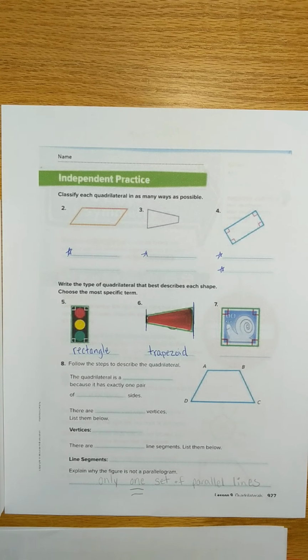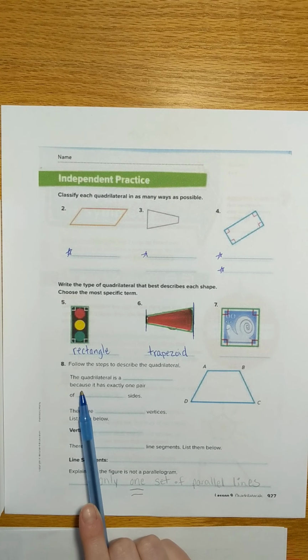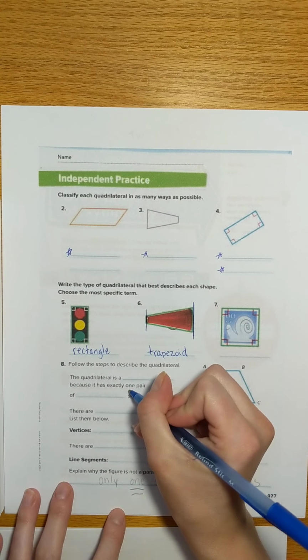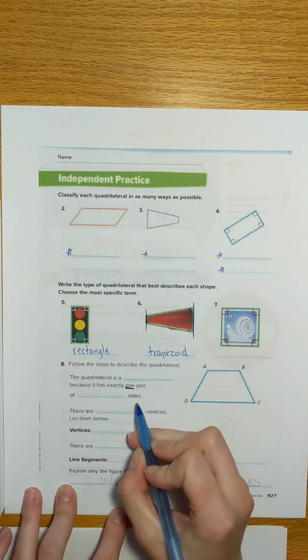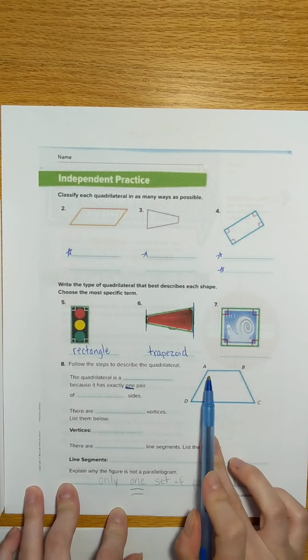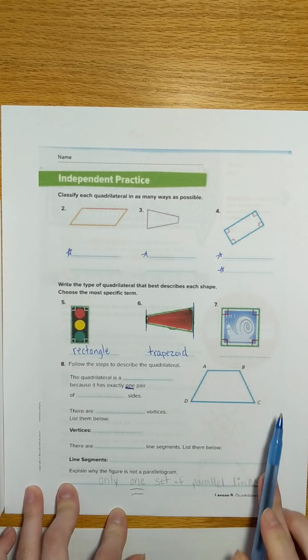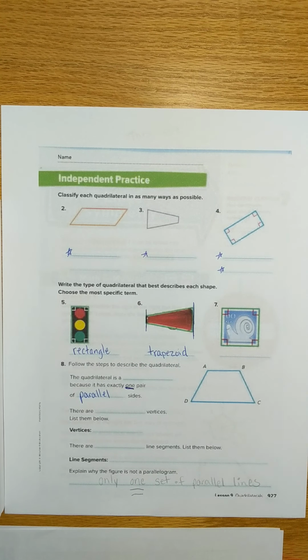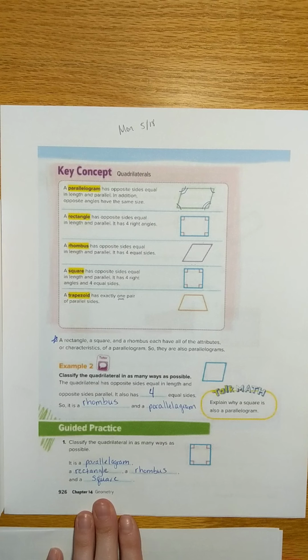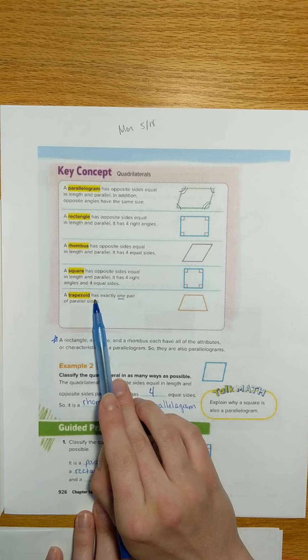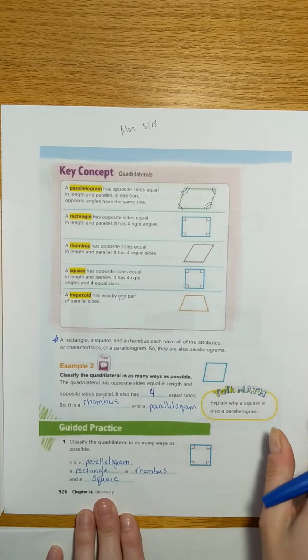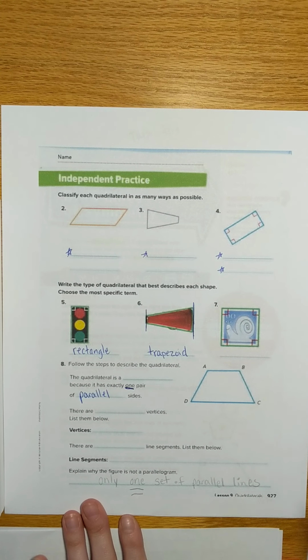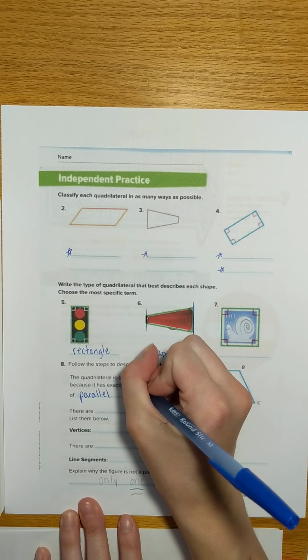Number 8, follow the steps to describe the quadrilateral. So the quadrilateral is a what? If you read on, it'll help you. It says because it has exactly 1 pair of blank sides. Well, I see 1 set of parallel lines or sides. And if I look back at my key concepts chart, a trapezoid has exactly 1 pair of parallel sides. So this quadrilateral is a trapezoid.